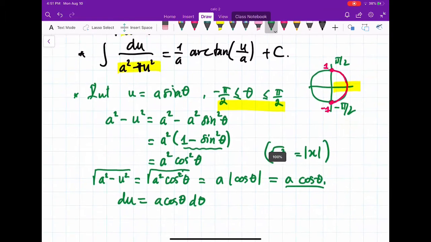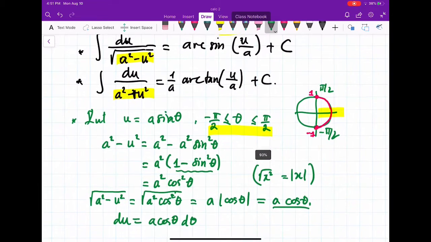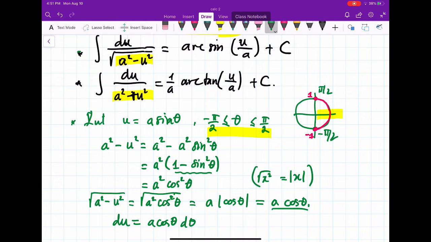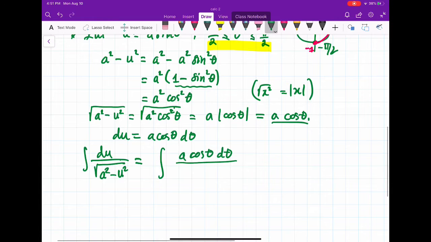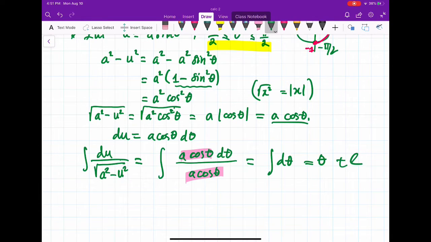Okay, now we are ready to rewrite our integral in terms of theta. My integral du over square root of a squared minus u squared: du is a cosine theta d theta, and here you have a cosine theta. You see, a cosine theta will be cancelled out. So you have just d theta. That is just theta plus c, right?